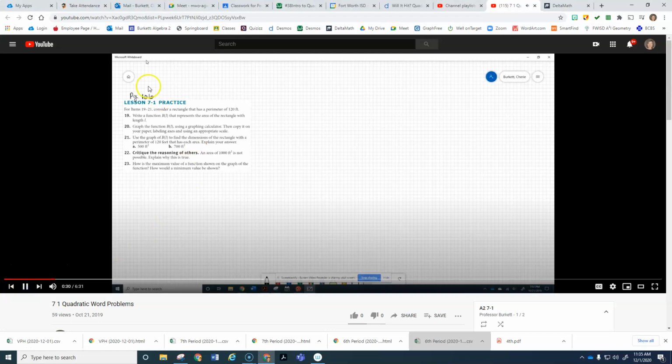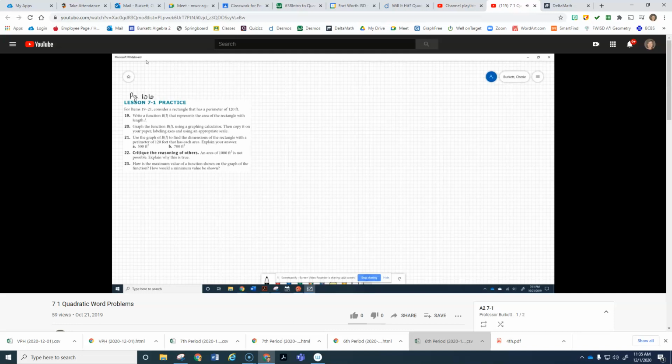Right, so this is on page 106. I'm working number 19. It says, for these problems right here, we're supposed to consider a rectangle that has a perimeter of 120. So I'm going to start by drawing a rectangle.